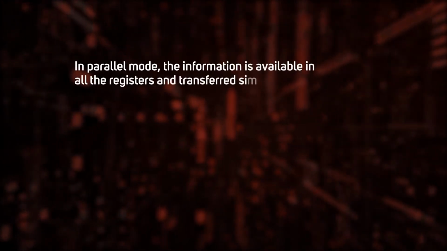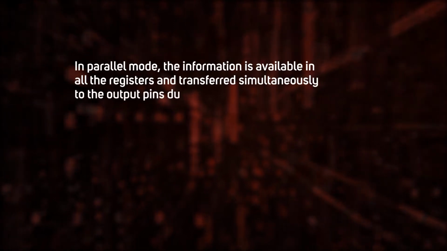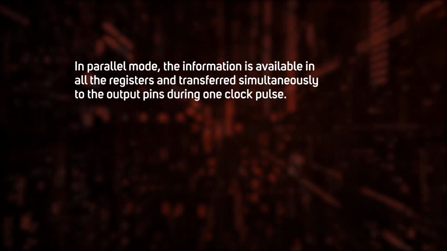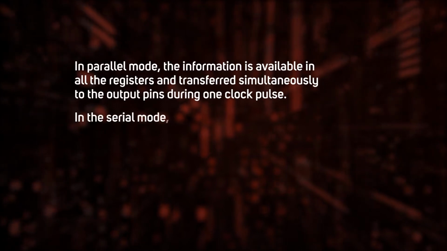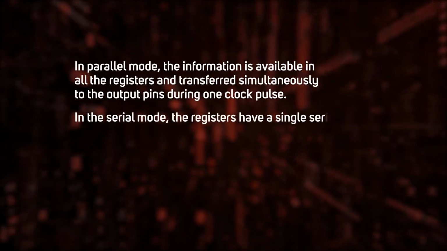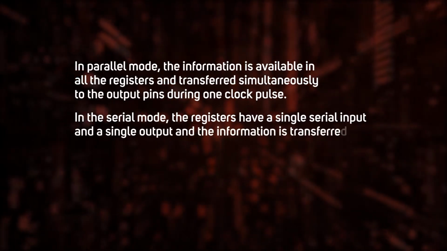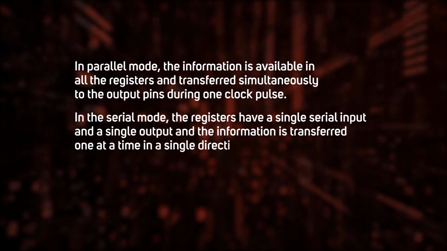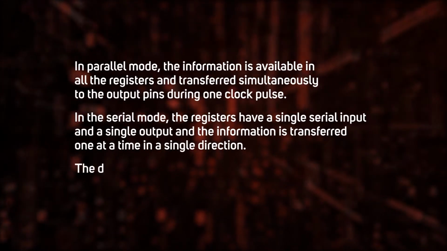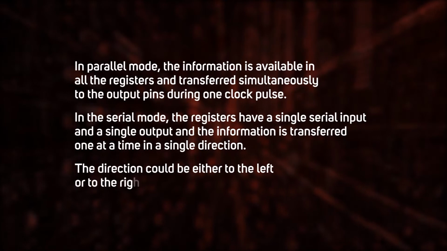In parallel mode, the information is available in all the registers and transferred simultaneously to the output pins during one clock pulse. In the serial mode, the registers have a single serial input and a single output, and the information is transferred one at a time in a single direction. The direction could be either to the left or to the right. The computers can operate in serial mode, parallel mode, or in a combination of both.